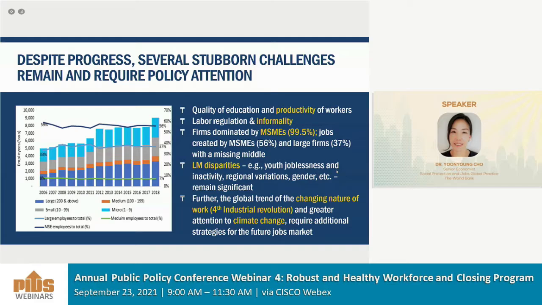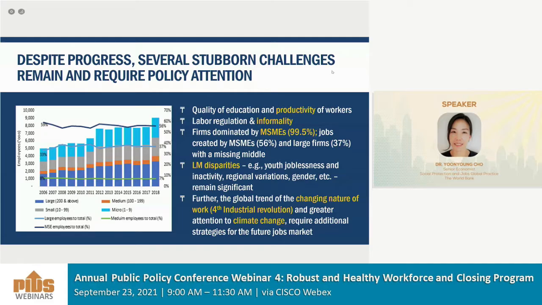Another feature of the challenge is that firm and job creation are dominated by micro, small, and medium enterprises. Almost 99.5% of the firms are MSMEs. So jobs are created by this large number of MSMEs, like 56% of jobs, and large firms explain 37% of the jobs, and the Philippine economy is missing the middle.